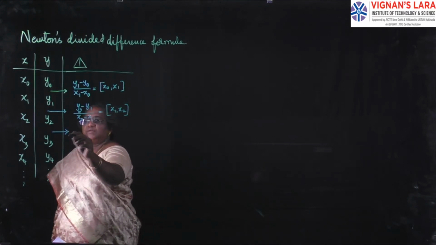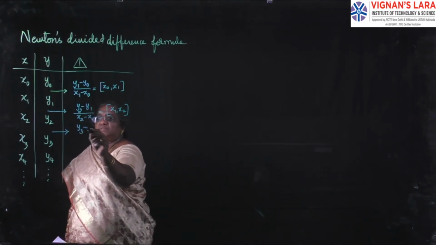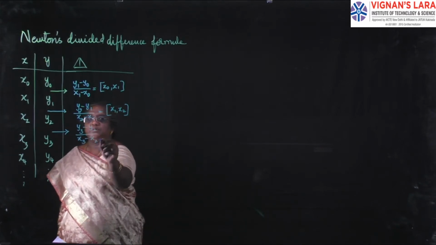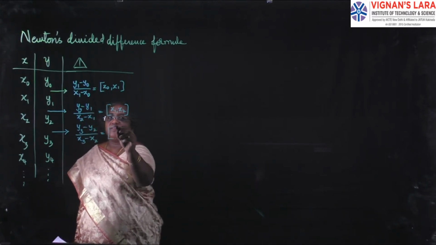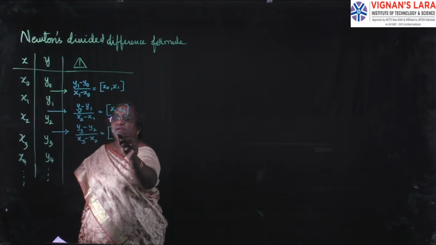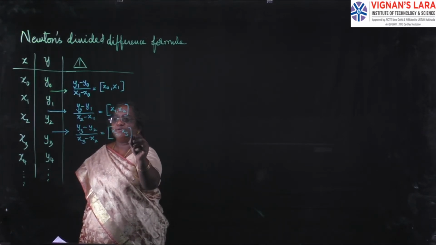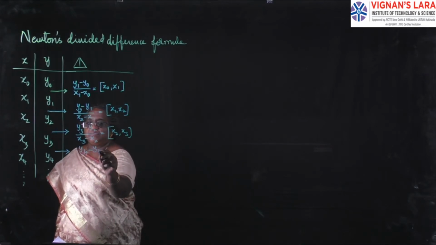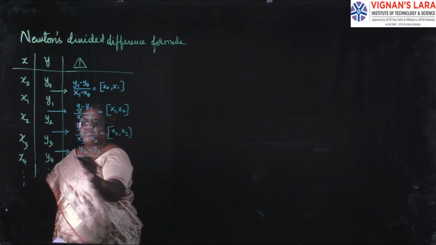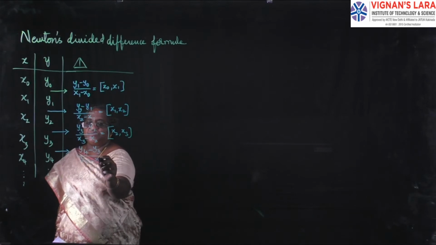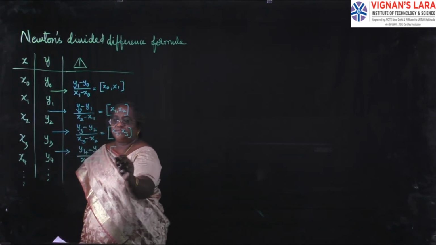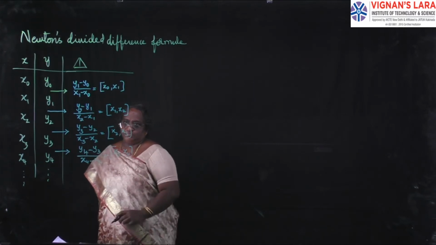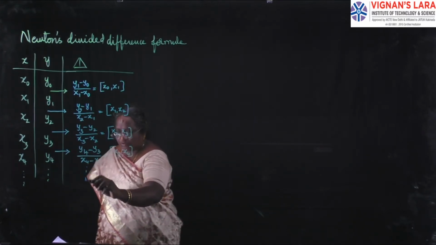Next, (y3 minus y2) by (x3 minus x2). This is the first divided difference between x2, x3. Similarly, (y4 minus y3) by (x4 minus x3) is the first divided difference between x3, x4. This is how we write, and so on, it goes on.